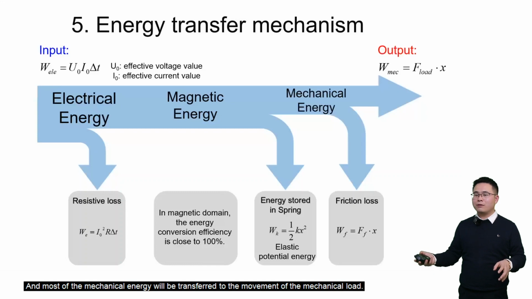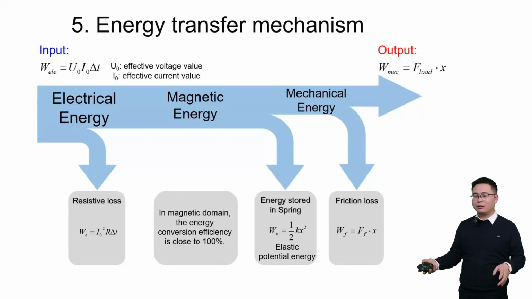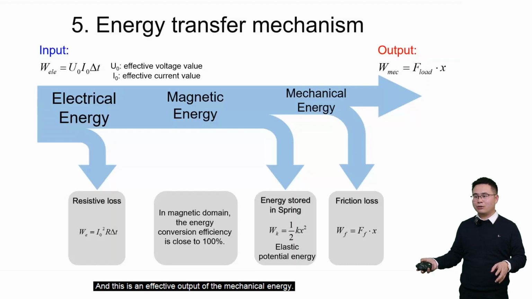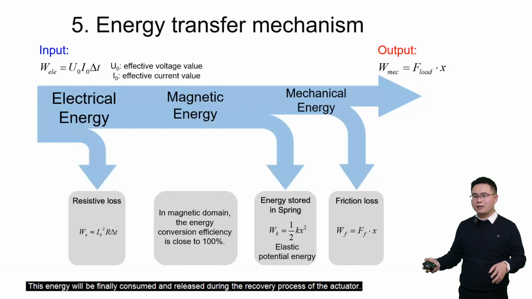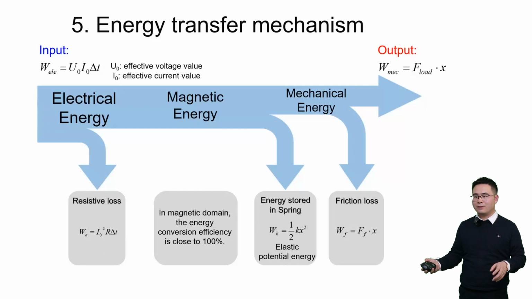And most of the mechanical energy will be transferred to the movement of the mechanical load, and this is an effective output of the mechanical energy. But some part of the mechanical energy will be consumed by the friction force. We call it friction loss. And another part of the mechanical energy will be stored in the spring. We call it elastic potential energy. And this energy will be finally consumed and released during the recovery process of the actuator.